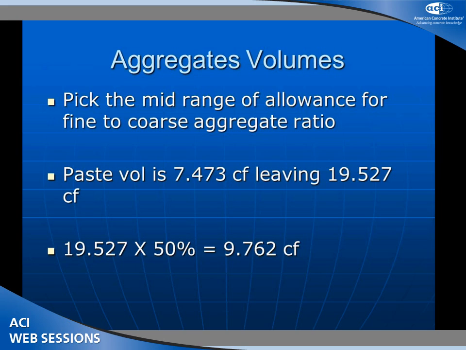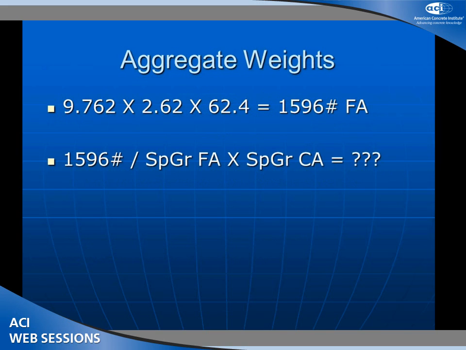Then we get into picking out the coarse aggregate. This goes back to the C211 part, where we're just going through and designing. Now that we've got our knowns to calculate our aggregates, so we're given 7.473 cubic feet of paste, leaving us with the remainder of aggregate.